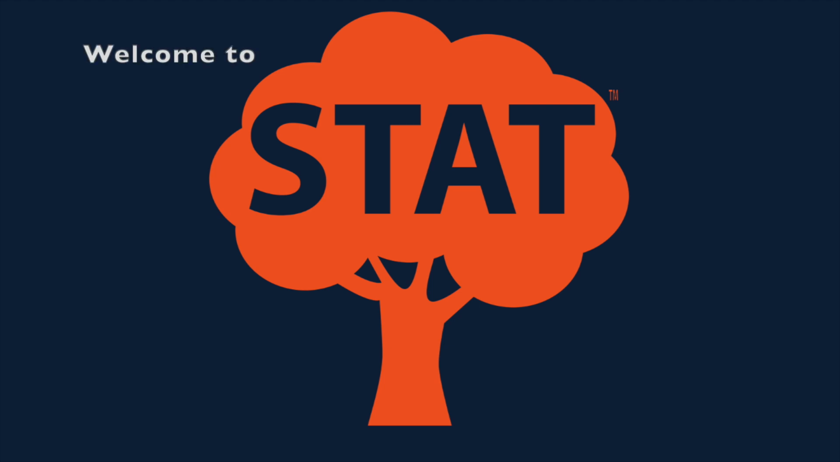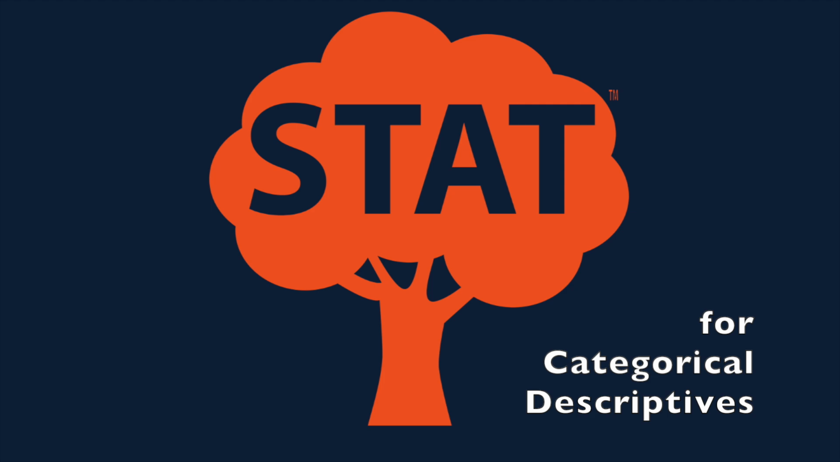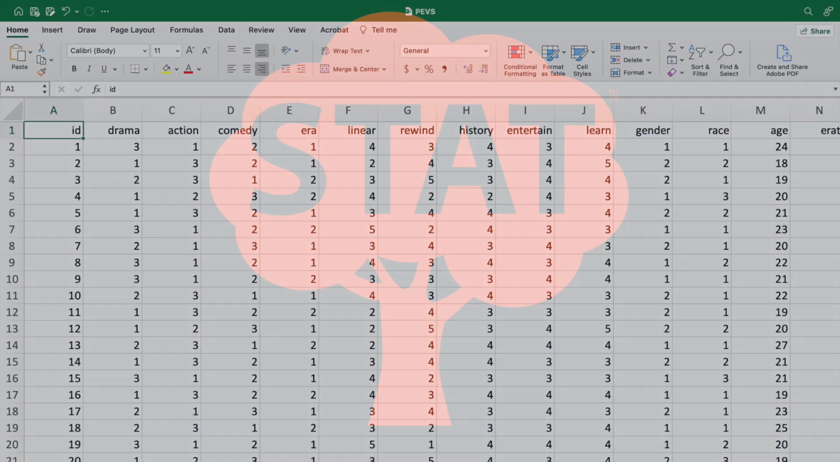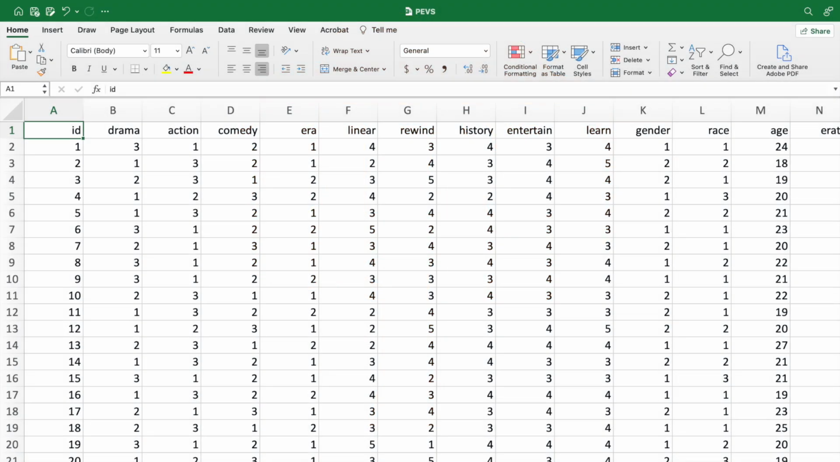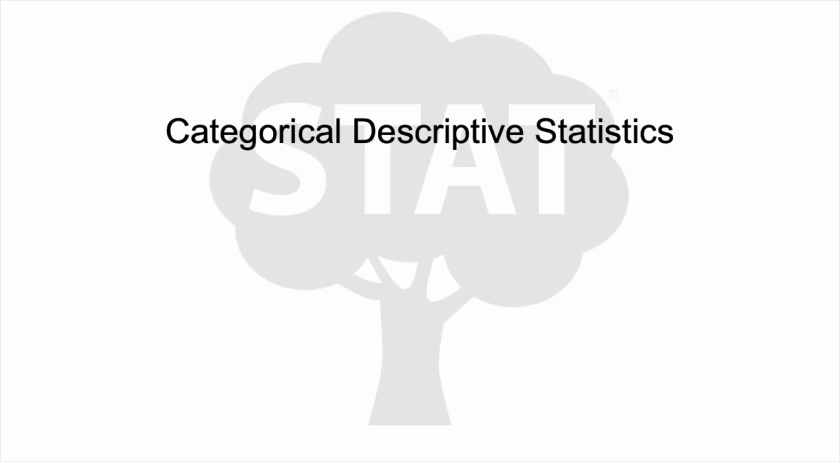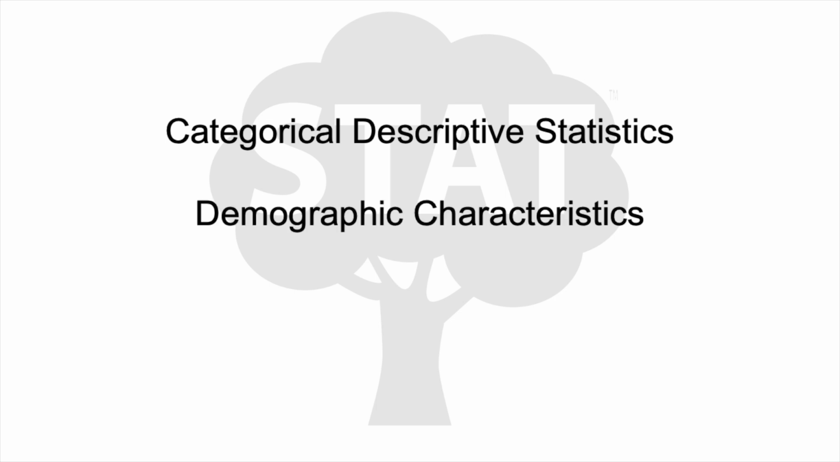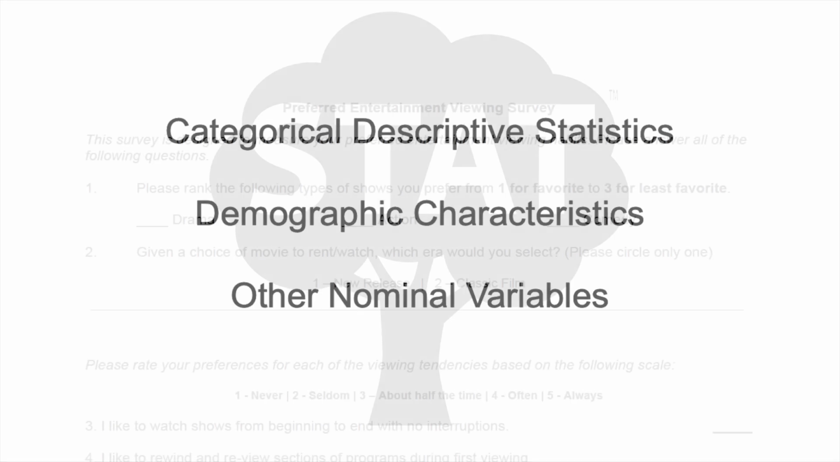Welcome to the StatTree video module for categorical descriptive statistics. After collecting and scoring your data, the next task is summarizing your data. This video will cover just the categorical descriptives such as race or gender, which are measured as nominal.